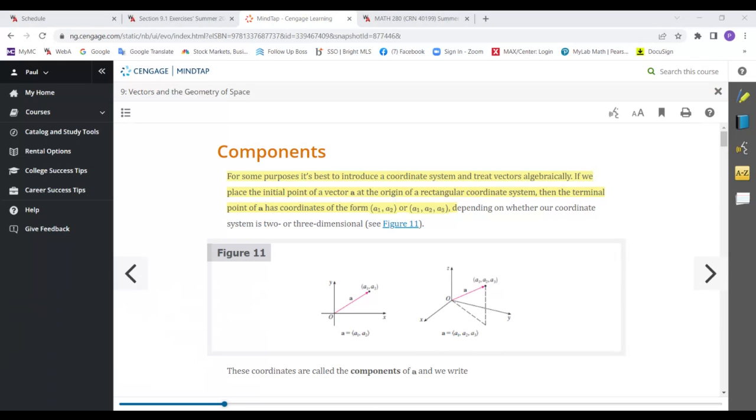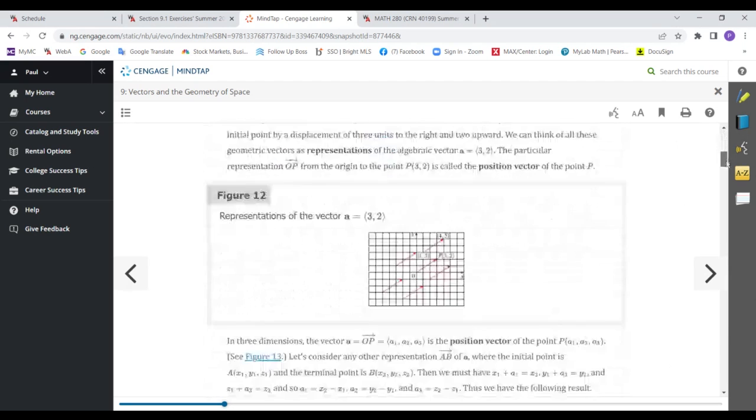A lot of this is very intuitive here. Okay, let's keep going. I think this is pretty intuitive.